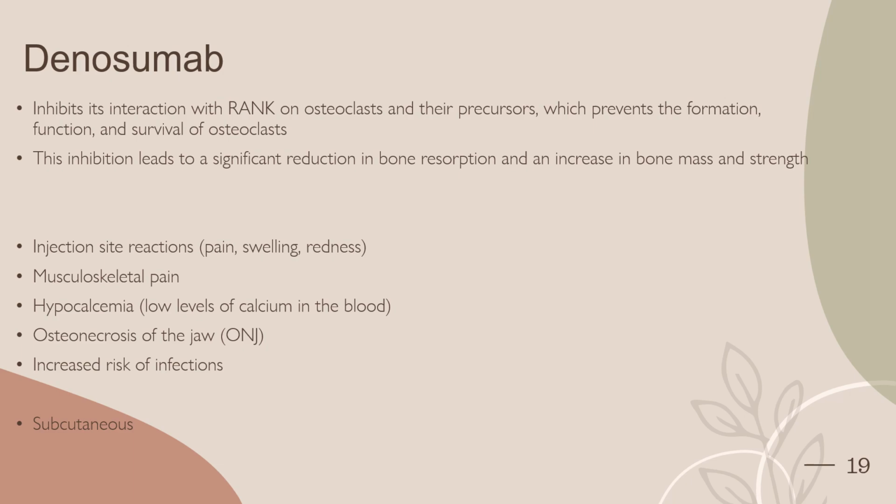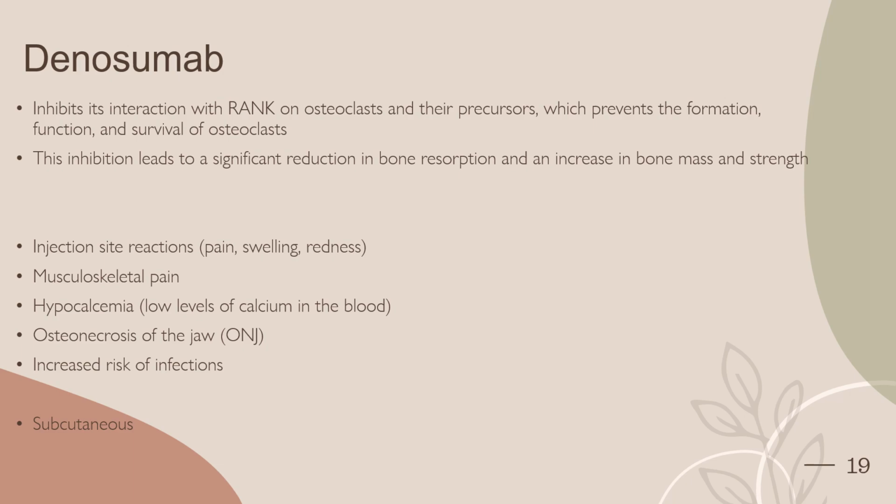So denosumab is a fully humanized IgG2 monoclonal antibody. It works by targeting a protein called RANK ligand, which is on osteoclasts, and it controls their activity. It stops them from breaking down or reabsorbing bone, and it strengthens the bone. So it inhibits the interaction with RANK on the osteoclast, and prevents the formation, function and survival of osteoclasts, leading to a significant reduction in bone reabsorption and increased bone mass and strength. It's a subcutaneous injection. It's given as Prolia, which is 60 milligrams, or Xgeva, 120 milligrams, which is normally what we do monthly.